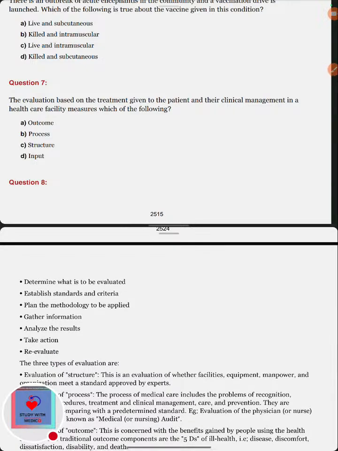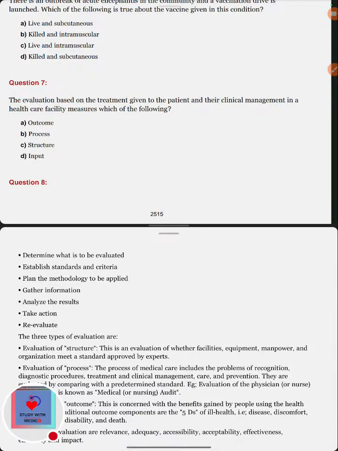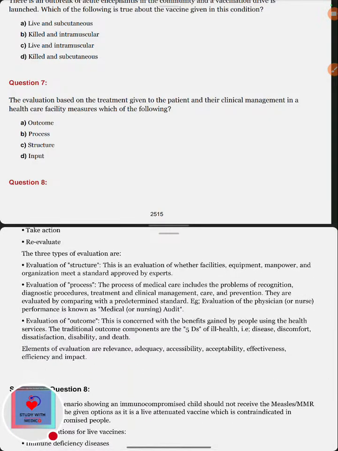Determine what is to be evaluated. Establish standards and criteria, plan the methodology to be analyzed, gather information, analyze, take action, re-evaluate. Three types of evaluation are evaluation of structure, evaluation of process, evaluation of outcome.